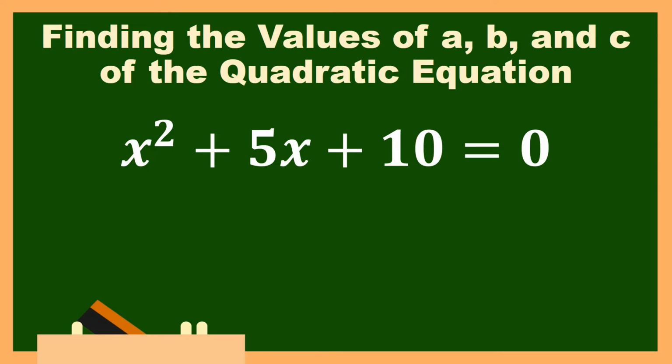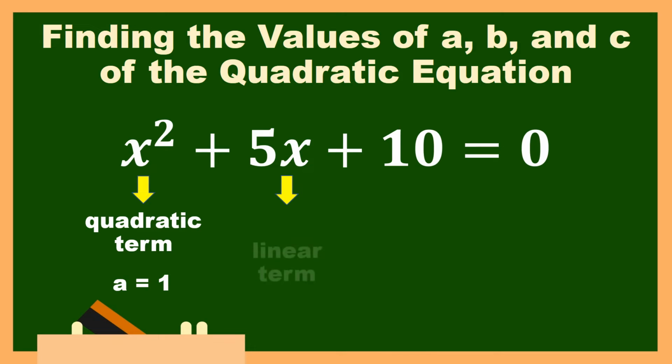Okay, so in x squared, siya yung tinatawag nating quadratic term. At ang numerical coefficient dito ng ating quadratic term ay siya ang magiging value ni a. So si x squared, meron siyang numerical coefficient na 1. Kaya si a ay equal to 1. At ang 5x naman dito ay ang tinatawag nating linear term. At dito din natin kukunin ang value ni b. Ang numerical coefficient dito ng linear term natin na 5 ay siyang magiging value ni b.